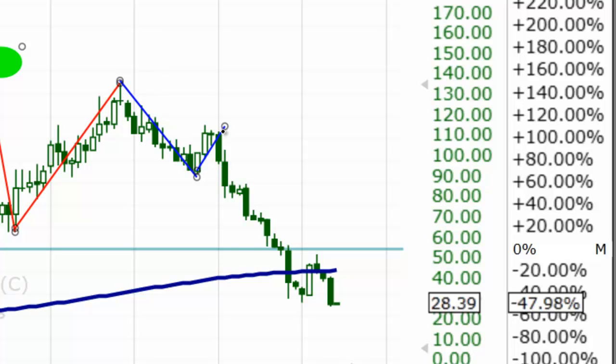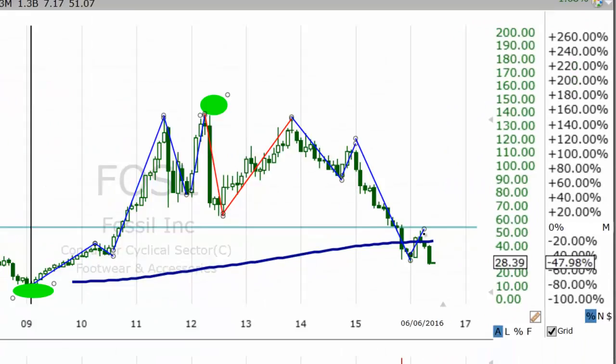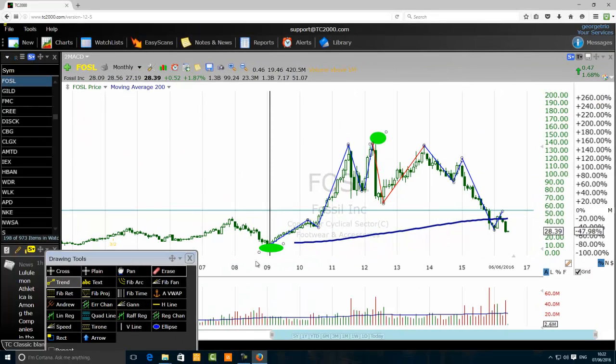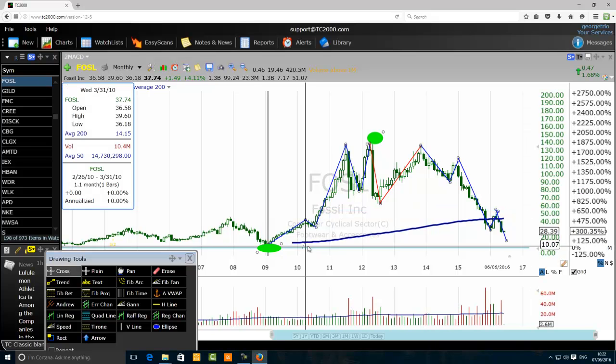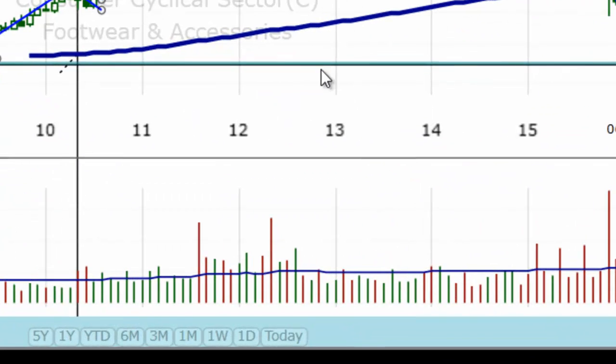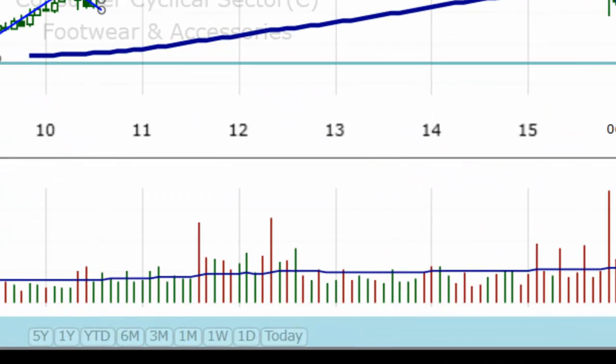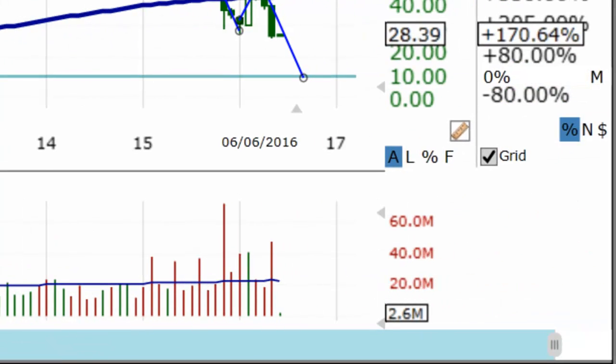1, 2, 3, 4, and now we are in the fifth one. Probably we'll continue to go down more, up to this level here, around the $10. All right, this is my preliminary wave count.